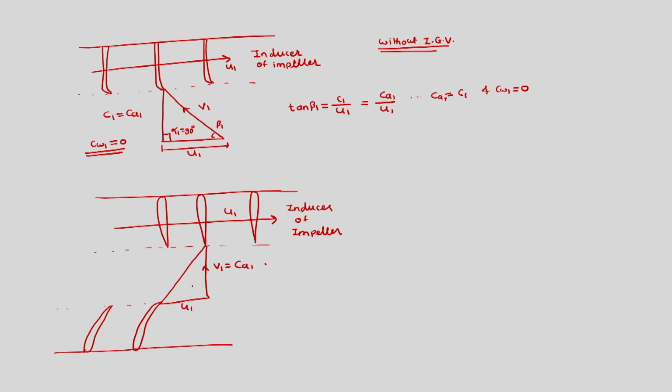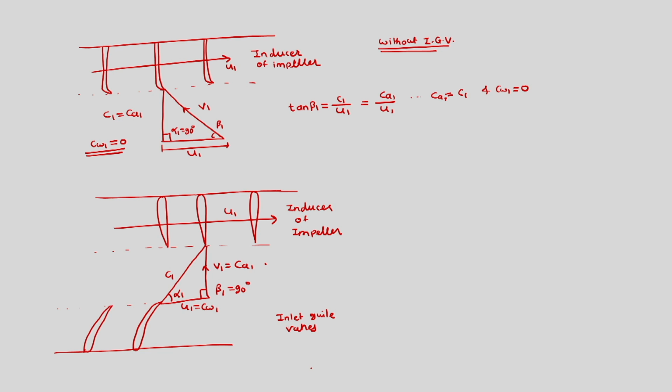This velocity can be depicted over here. This is absolute velocity c1, and c1 is making alpha 1. This is beta 1 is equal to 90 degree. So this case is with u1 is equal to cw1, and again we are having inlet guide vanes, but we are making an arrangement where there is no difference between u1 and cw1, since we have u1 is equal to cw1.